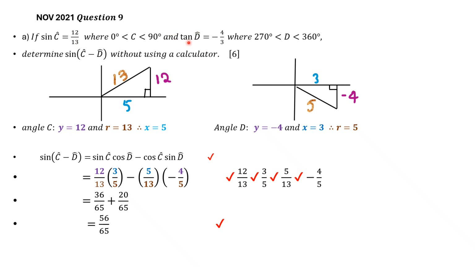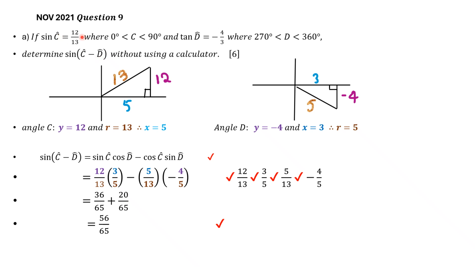Then they give us tan D equal minus 4 over 3. So for the angle D, we're working in 270 to 360, which is quadrant 4. Right, so they give us two different angles. And there you'll see even the sum here, determine sin C minus D for 6 marks. We're going to have to expand using our compound angles. And along the way, you're going to have to make sure you choose from the right drawing for the right angle.